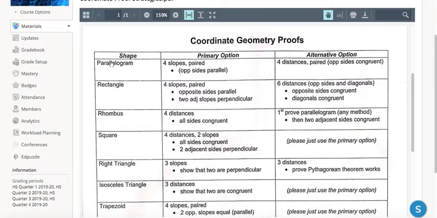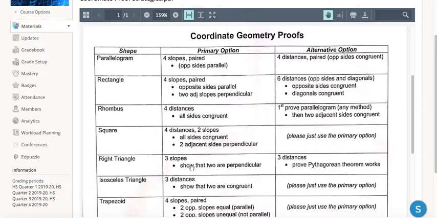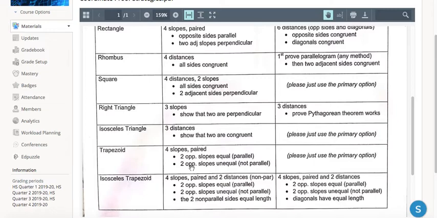So if you're going to prove something's a parallelogram, it's 4 slopes paired. The opposite sides will be parallel. Rectangle, rhombus, square, etc. So all these are in place to give you a good study resource so you can have a strategy to prove whatever shape is being asked. This has been useful for kids preparing for the Regents and certainly for that test in years past, and I wanted to make sure you were aware of it. Some of them don't really have a suggested alternative because this is by far the best way to do it. So hopefully this helps.